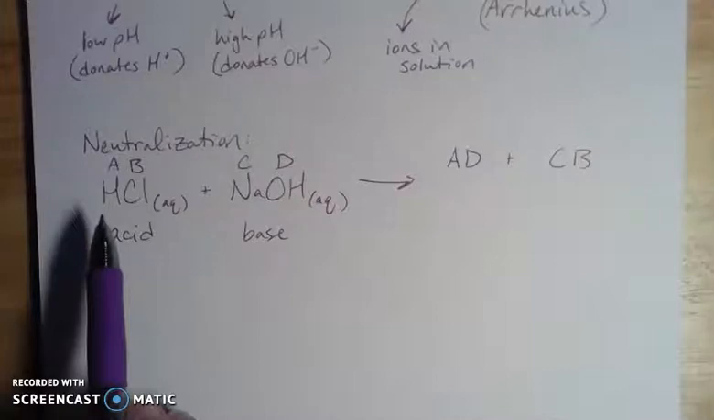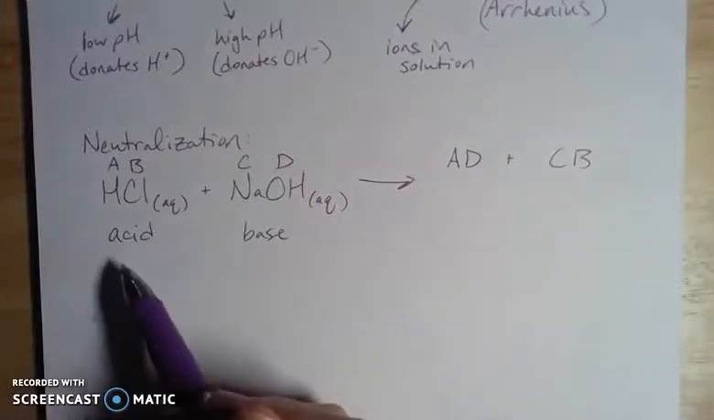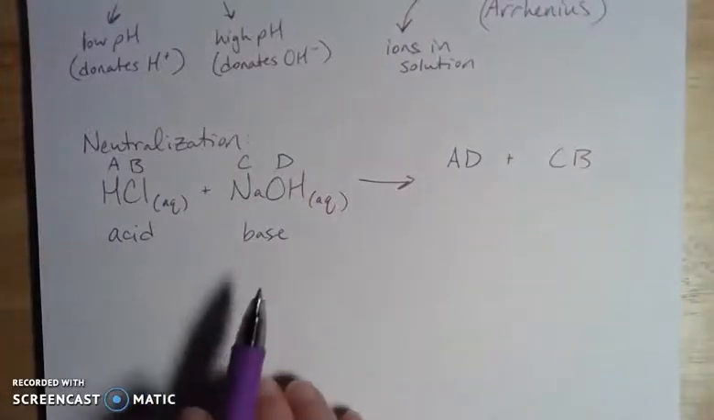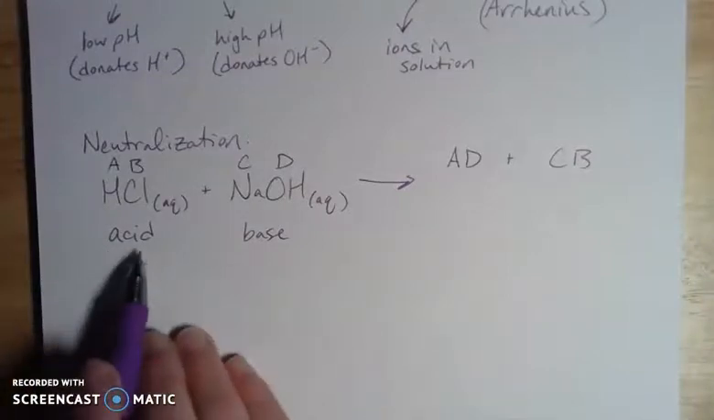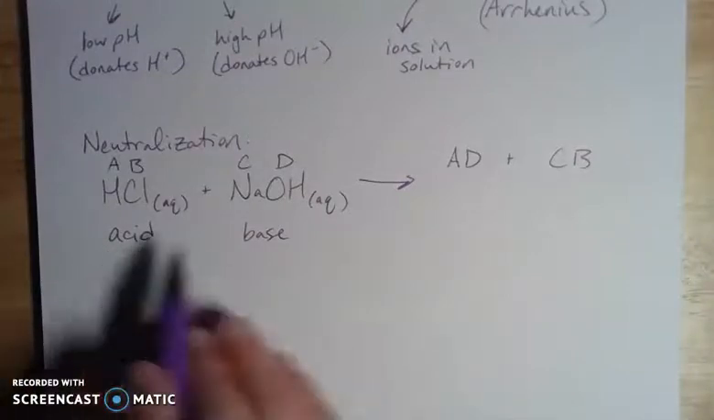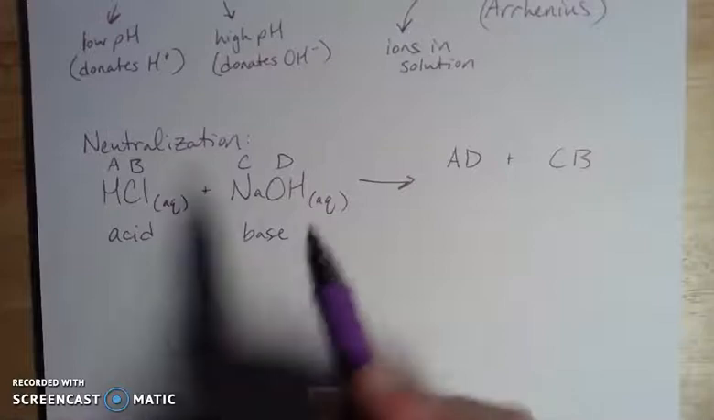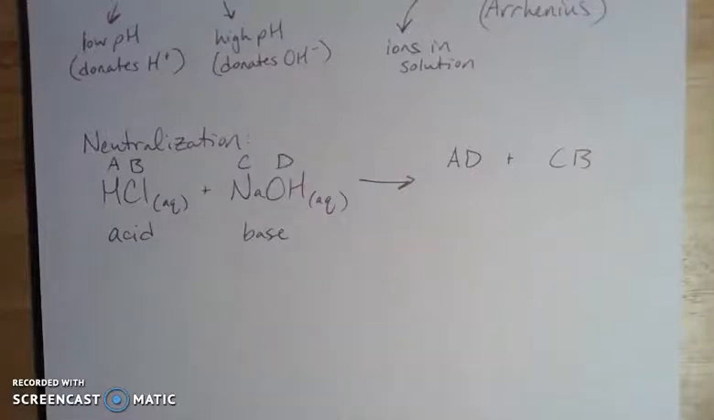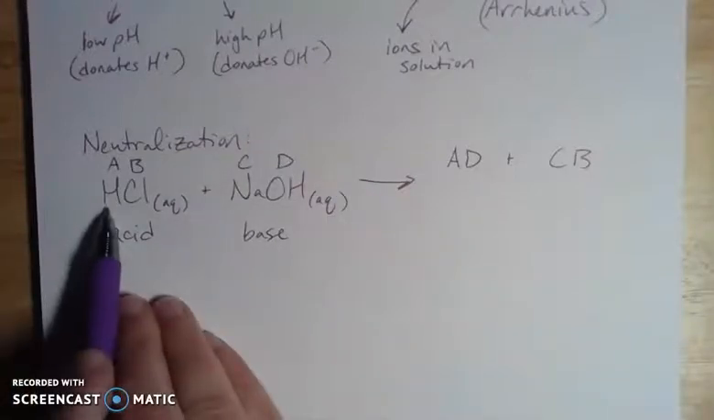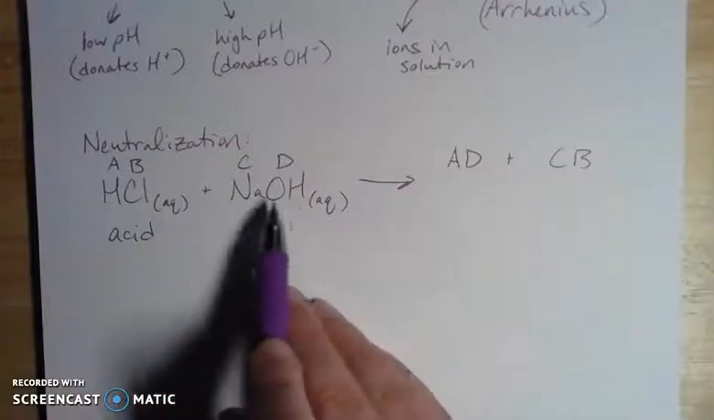get to know them because there's a lot of common ones that you'll see and be using a lot of in your chemistry careers. So when you react together an acid, which is on the low end of things, and a base, which is on the high end of things, when we're thinking pH scale here, then my first product that forms is my AD product.